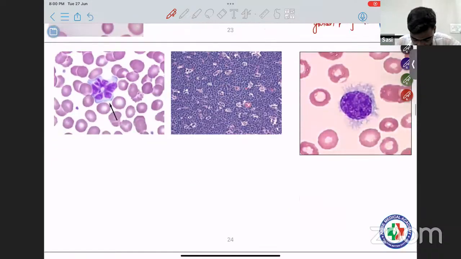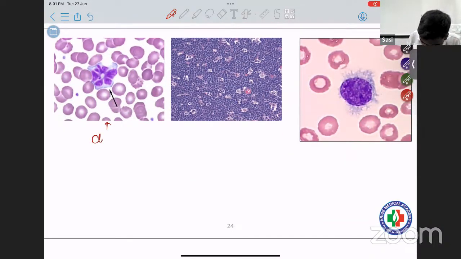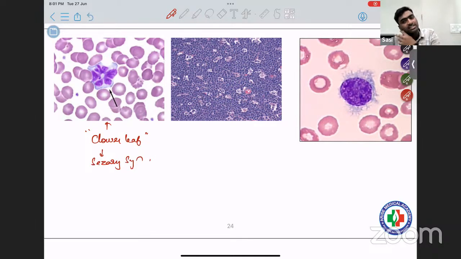Fine. Next one. Where will you see this kind of clover leaf cells? In which condition will you see them? Waiting for answers. Most of you are getting it correct. You will see this kind of clover leaf type of cells mostly in the case of Sezary syndrome and mycosis fungoides, which are actually a T type of non-Hodgkin's lymphoma. Fine. Just remember this 1 point about this lymphoma.